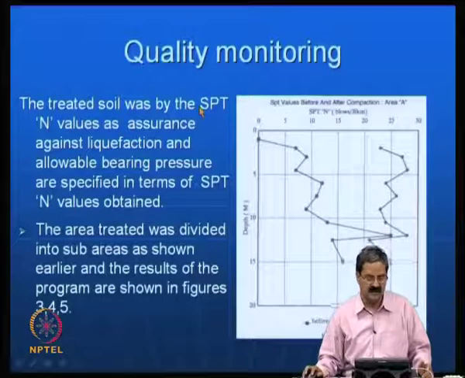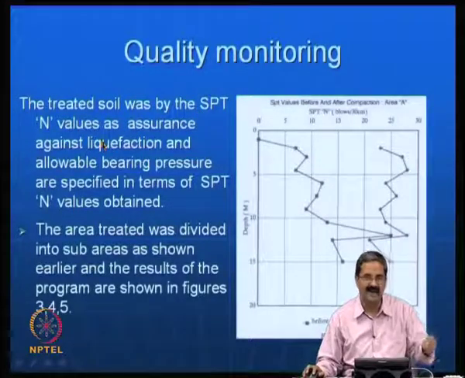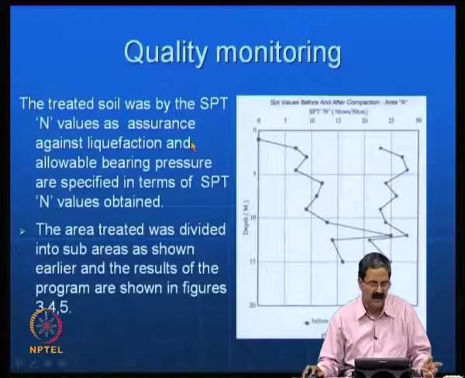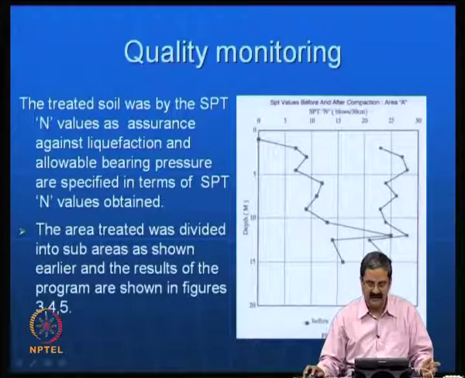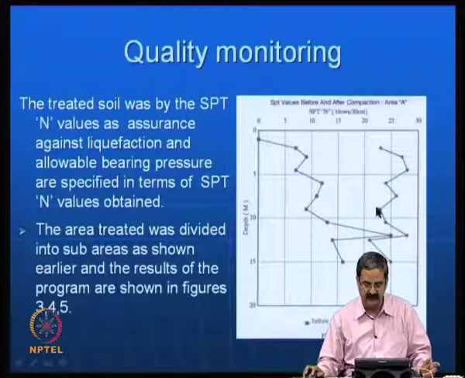You can see that the treated soil was assessed in terms of the SPT values, because that is an assurance: if the contractor does the work, you have to see that you get this number. So, the quality assurance program consisted of having SPT values more than what is required. For example, you can see that before it was like this, whereas it was consistently about 20, which is reasonable.